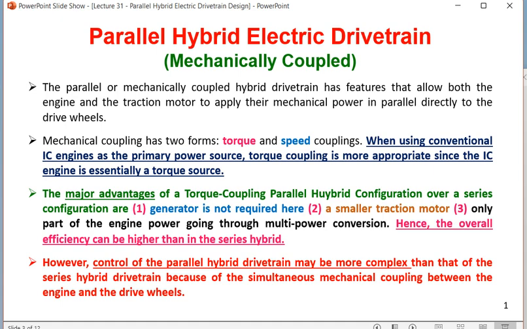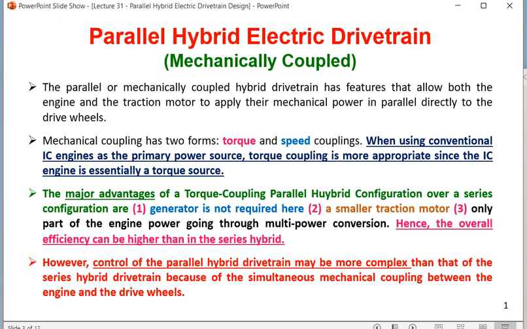But there are downsides. Control of the parallel hybrid drivetrain may be more complex than that of the series hybrid drivetrain. That means control of series hybrid was easier, but the efficiency of parallel hybrid is higher. So these are the two advantages, of series hybrid and parallel hybrid respectively. Now, why is the control of parallel hybrid complex? The answer is because of the simultaneous mechanical coupling between the engine and the drive wheels. The engine is directly connected to the drive wheels through mechanical coupling.